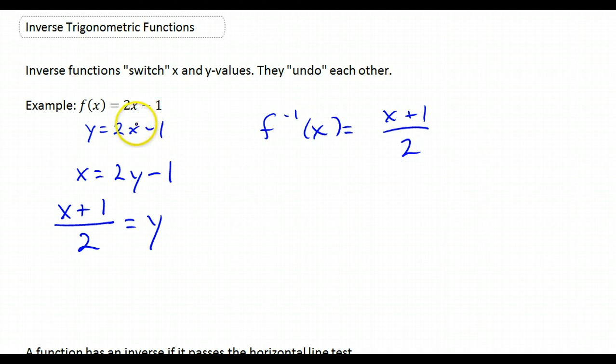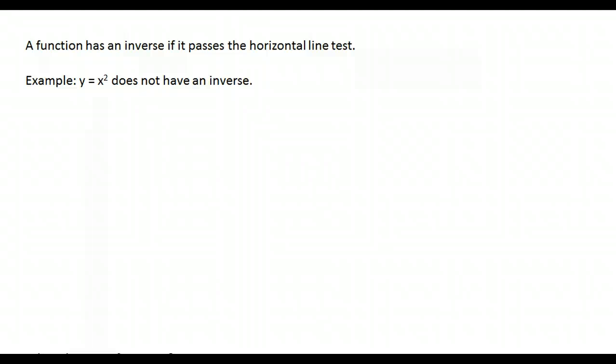So let's see what's going on here. In the original function, x is being multiplied by 2, and then we subtract 1. The inverse function takes x, adds 1 to it, and then divides the whole thing by 2. So we're doing inverse operations, addition instead of subtraction, division instead of multiplication, and we're doing them in the opposite order. A function has an inverse if it passes a horizontal line test.